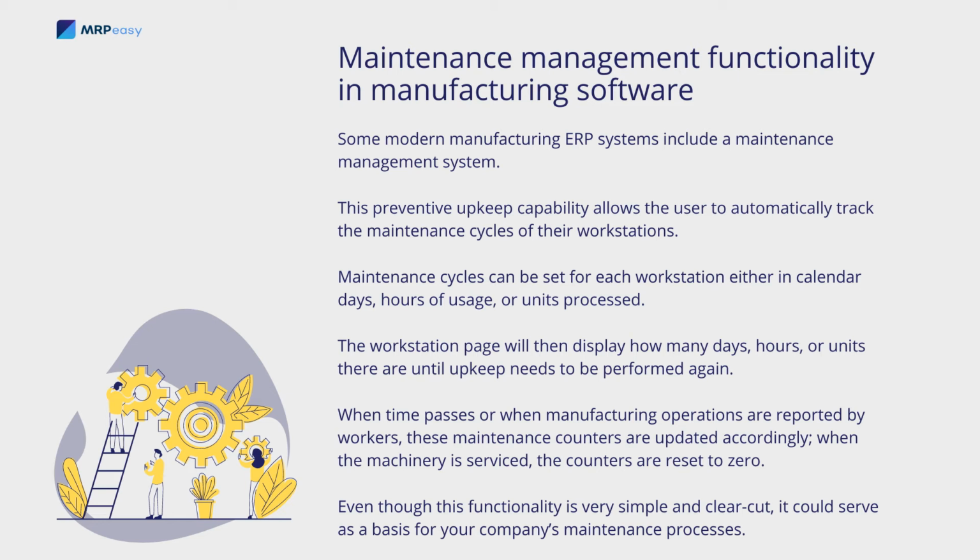Some modern manufacturing ERP systems include a maintenance management system. This preventive upkeep capability allows the user to automatically track the maintenance cycles of their workstations. Maintenance cycles can be set for each workstation, either in calendar days, hours of usage, or units processed. The workstation page will then display how many days, hours, or units there are until upkeep needs to be performed again. When time passes, or when manufacturing operations are reported by workers, these maintenance counters are updated accordingly. When the machinery is serviced, the counters are reset to 0. Even though this functionality is very simple and clear-cut, it could serve as a basis for your company's maintenance processes.